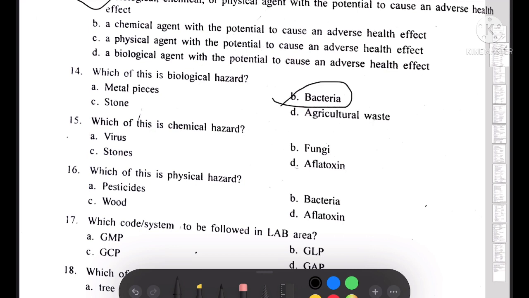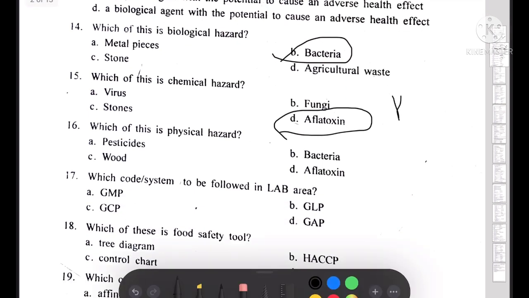Next, which of the following is a chemical hazard? Viruses, stones, and fungi are biological and physical hazards. So the correct answer is aflatoxins. Aflatoxins are a chemical hazard. Next, which of the following is a physical hazard? Pesticides, bacteria, wood or aflatoxins. Wood is a physical hazard. Aflatoxins and pesticides are chemical, and bacteria are biological. So the correct answer is wood.